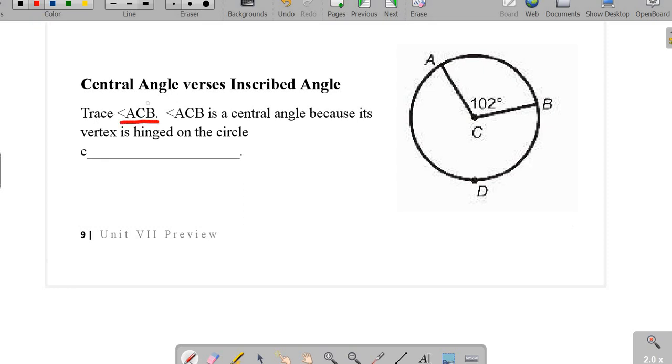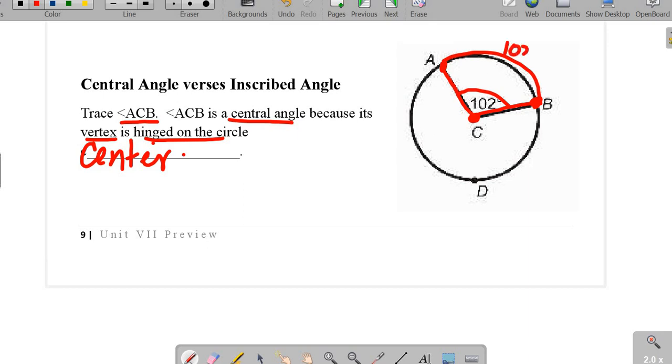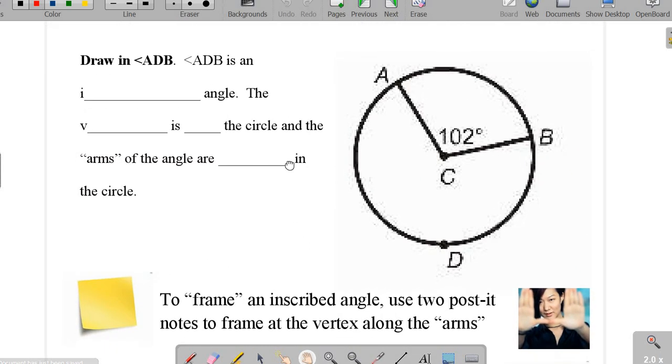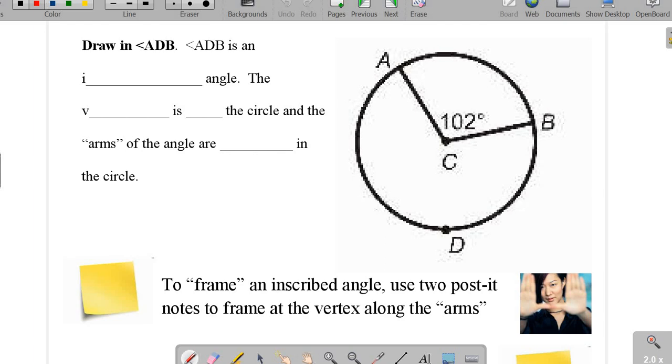You're going to trace ACB. ACB is a central angle because its vertex is hinged on the center of the circle. And we learned that the measure of a central angle and its arc are the same. So if that central angle is 102 degrees, that arc is 102 degrees. Now we're going to draw in. ACB is your central angle, and it gave us this arc, 102 degrees.